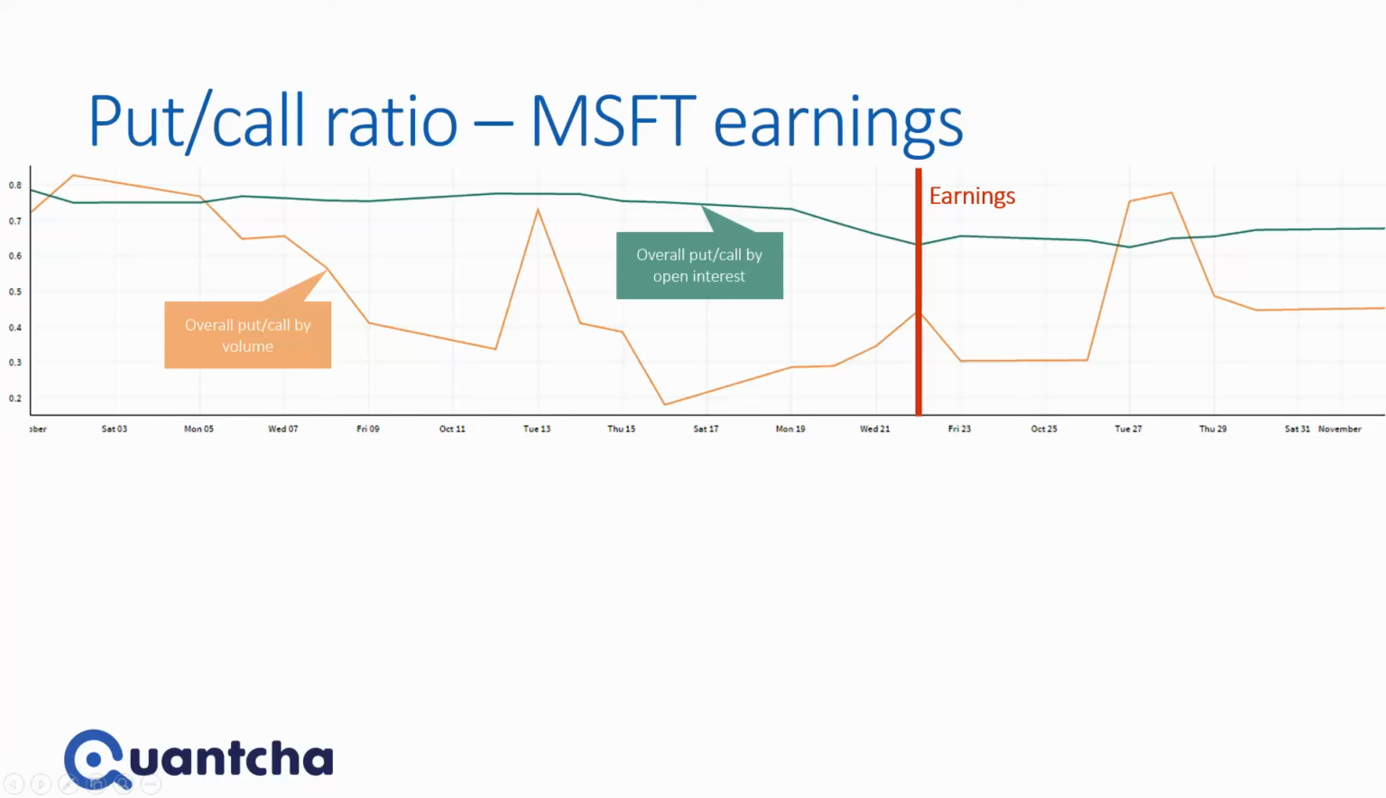Now, by taking a look at the put call ratio that we have here by open interest, you can see that it's a lot more steady because there isn't that much drastic change on a daily basis. And you'll see that it started off high at around a 0.8, which typically is indicative of about a neutral view on the stock. And by the time earnings came around, it was down to about 0.63, meaning that there were 63 puts that were held for every 100 calls that were held.